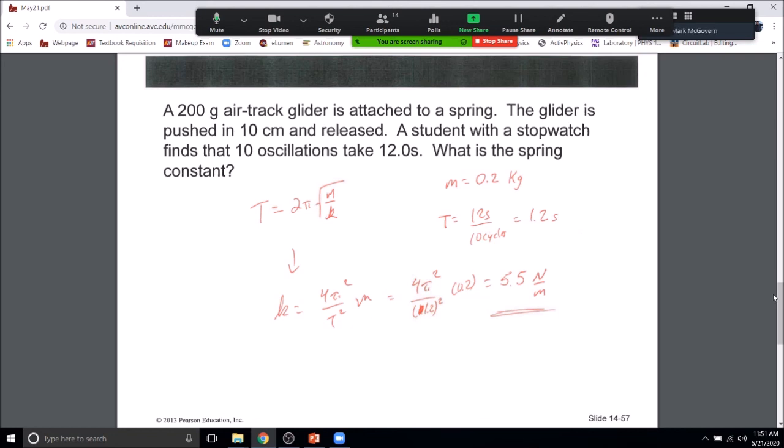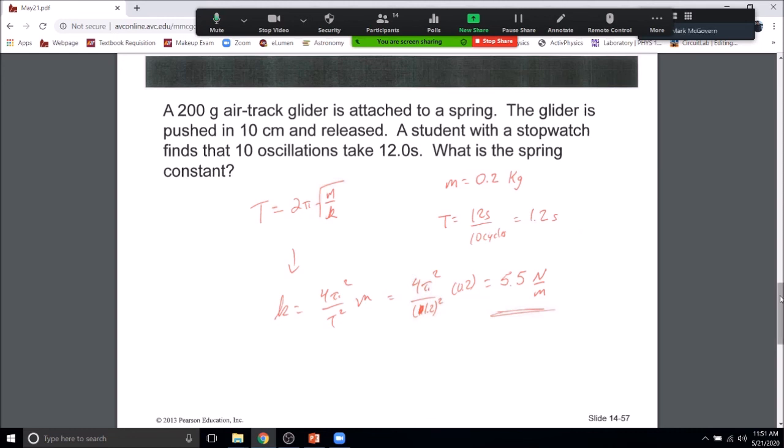But remember, we don't care about that. 10 centimeters, ignore it. What's the period? Period would be 12 over 10. So 12 seconds for 10 cycles, that is a period of 1.2 seconds. So we got that. We have our mass. You've got to do SI stuff here, so the mass is going to be 0.2 kilograms. You take your equation for T, solve it for k, and we get 5.5 newtons per meter. All right. That looks good.